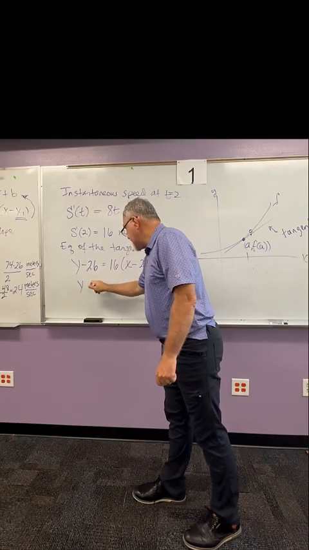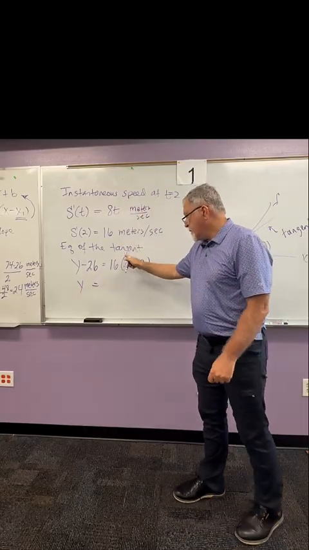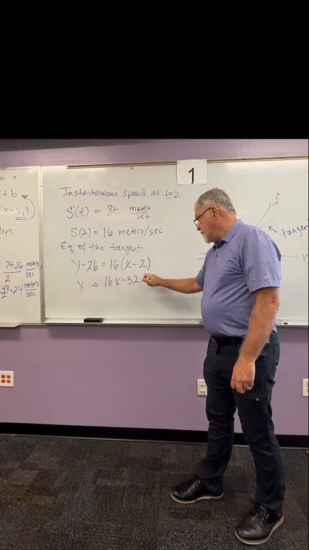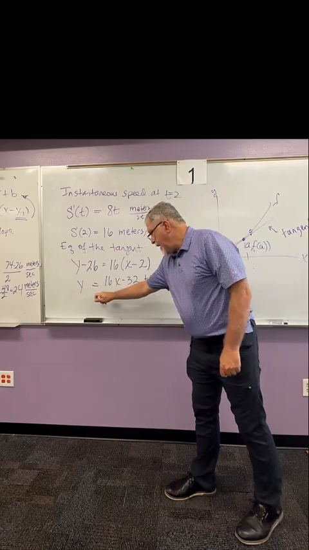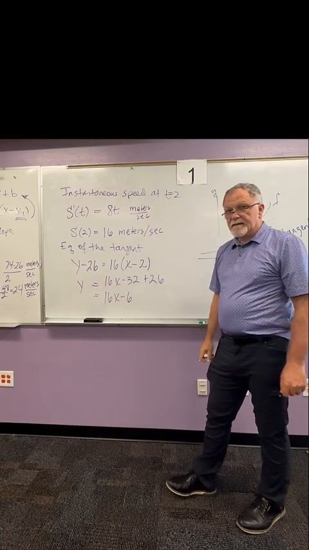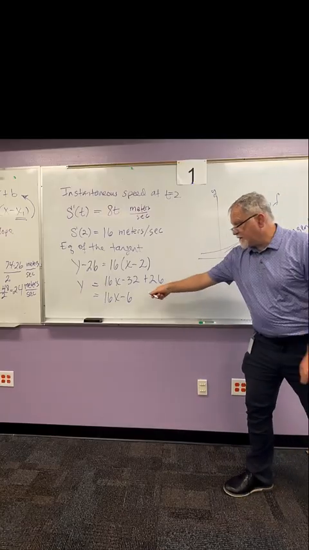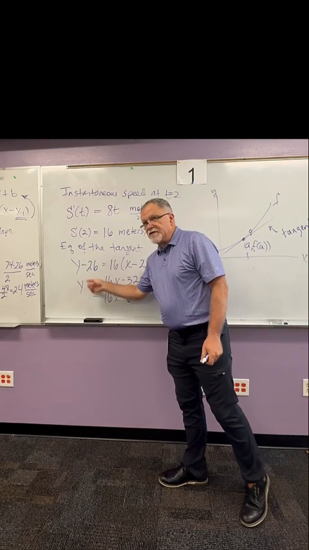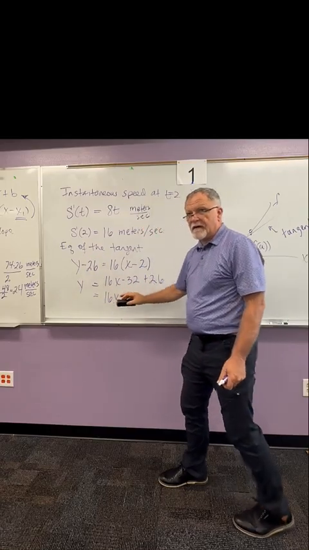So I'm going to move the 26 to the other side. Let's go ahead and distribute the 16. I get 16x minus 32 plus the 26. That ends up being 16x minus 6. So this is the tangent line. That's the equation of this line right here. And I can use that line to predict my distance at any point in time. The further away I go from 2, it's going to become less and less accurate. Now, what questions do you have on this so far?